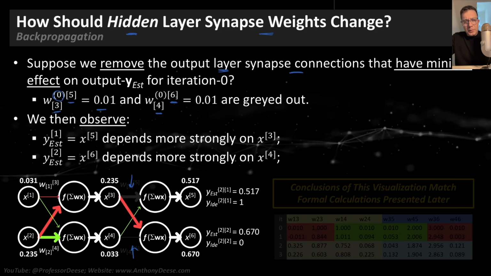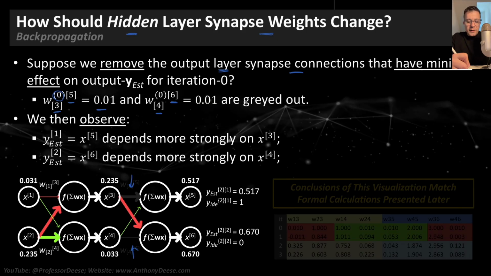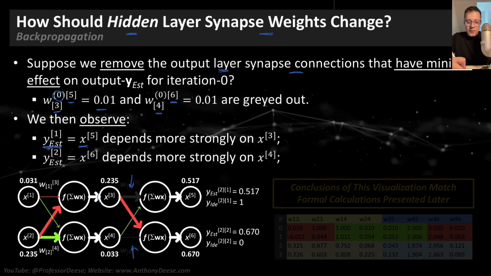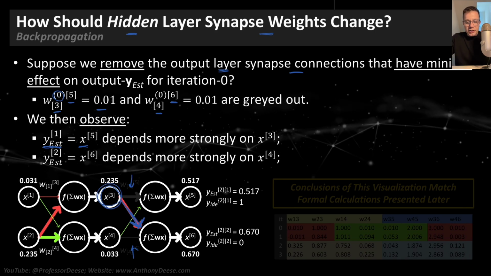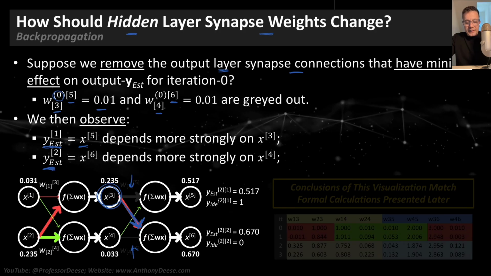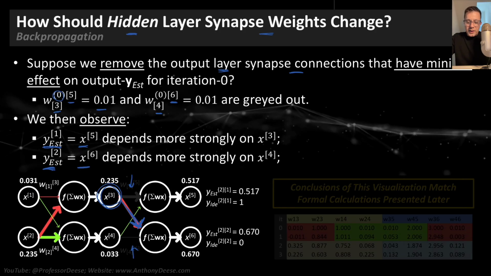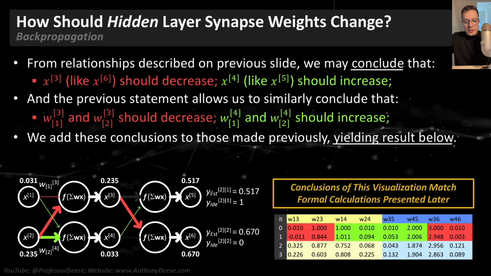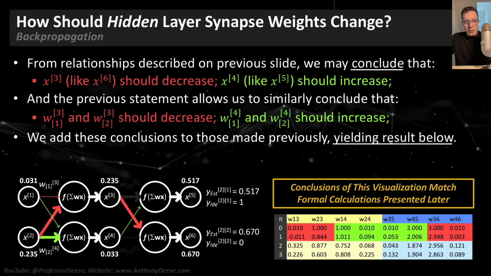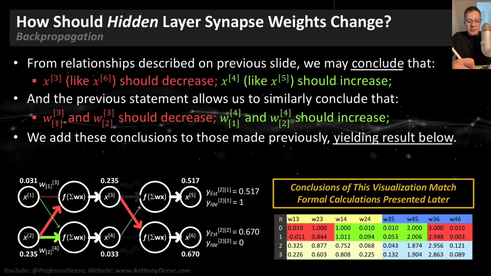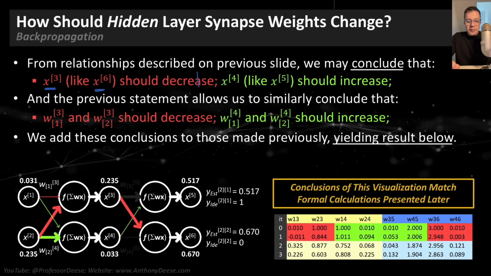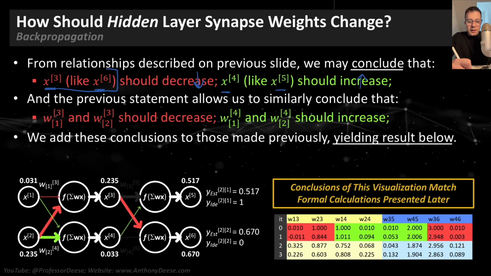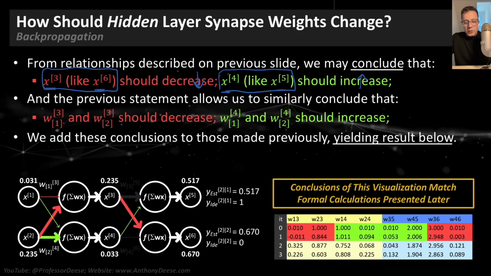With those gone, it simplifies the network structure, and we can then observe that the first estimated or calculated output that's equal to x5 really depends more strongly on x3, as shown by this connection here. And the second estimated or calculated output equal to x6 depends more strongly on x4, as shown by this connection here. And from those relationships described on the previous slide, we can make a similar conclusion as what we used for the output layer. x3, like x6, should decrease. x4, like x5, should increase. And this is because on that previous slide, we demonstrated a strong correlation between those two values.